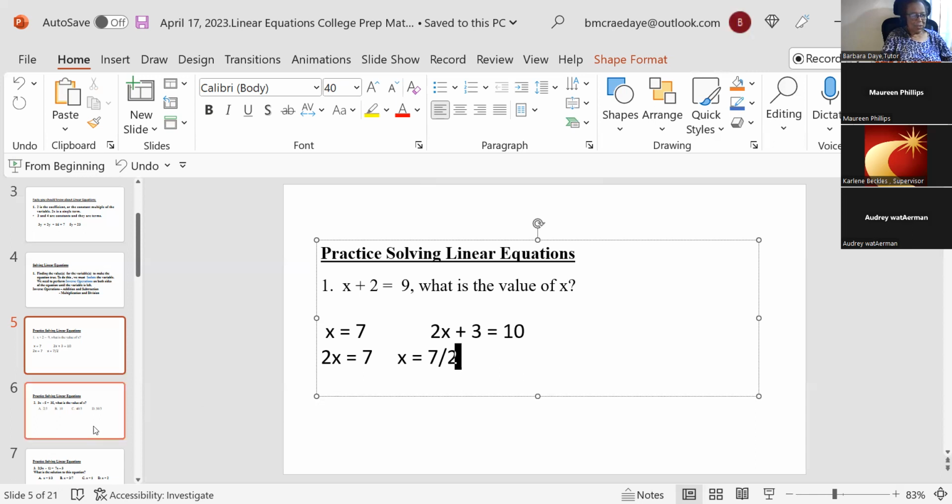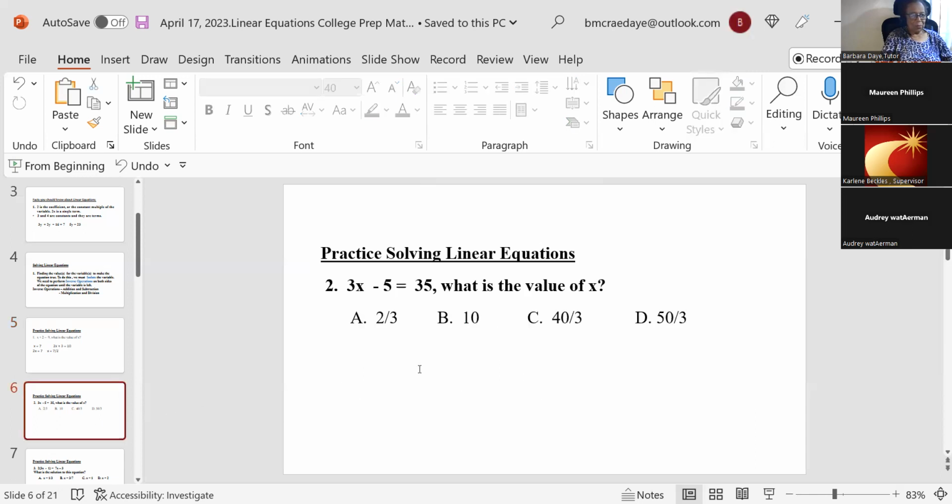Okay, now let's go to here. All right, solve this one. Tell me the value of x. 3x minus 5 is 35. And that's a multiple choice, so solve it and tell me, is it A, B, C, or D?